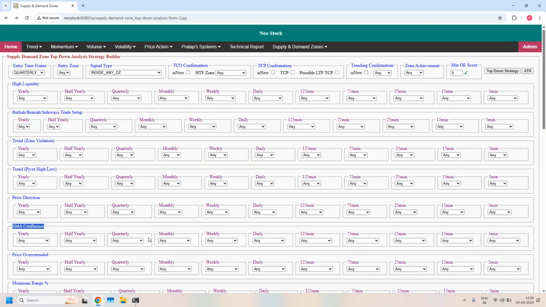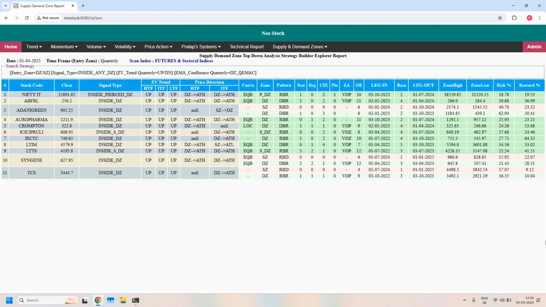So in the EMA confluence at quarterly time frame, I am setting the filter quarterly demand zone having quarterly EMA confluence. At the same time, the trend on the quarterly should not be sideways, because a sideways trend EMA confluence does not make any sense. So due to that reason, I am selecting the trend as either up or down, but not sideways. Quarterly time frame. With these filters, now the list has come down to 11 stocks. So these 11 quarterly demand zones have higher probability compared to the other stocks.